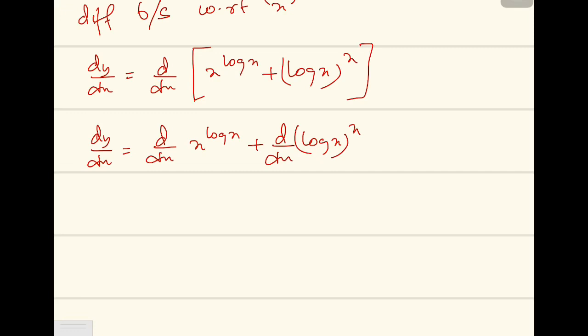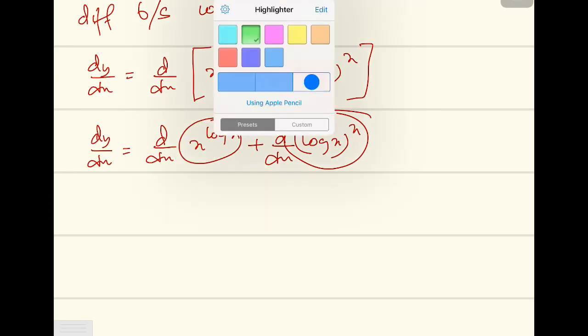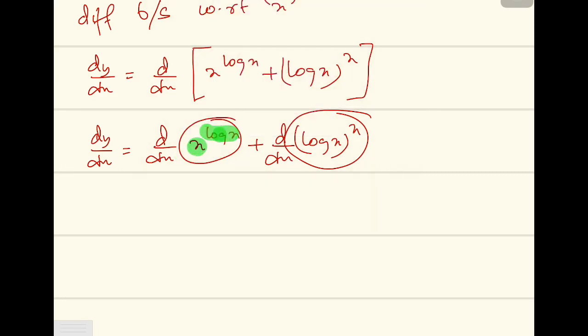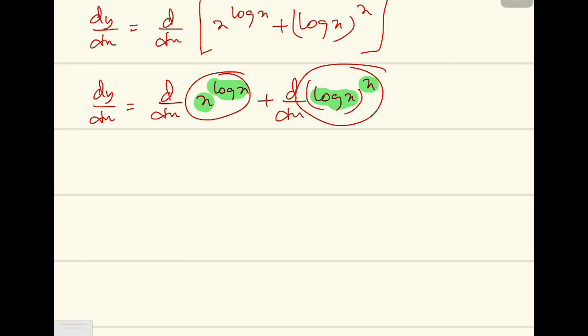Now, can I not use the formula here and here? Because this will act as u and this will act as v, this will act as u and this will act as v. So we are doing two sums together, isn't it? So let's proceed. So this will be dy by dx equals, what is d/dx of x to the power log x? The formula is x to the power log x.